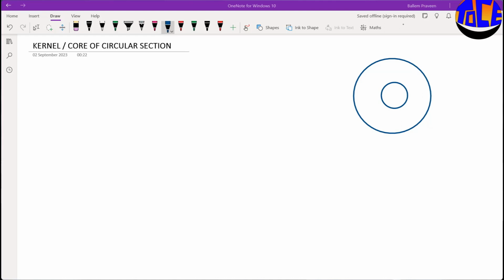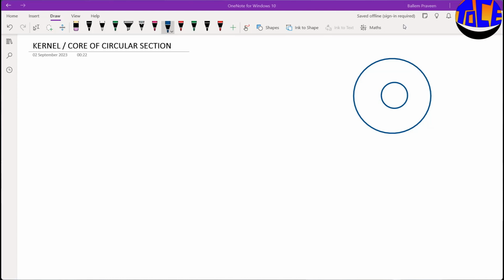So within the particular section, you won't get any tensile stresses. It will be completely in compression itself. That part of the section is called the kernel or core. So there will be no tensile stress, or the minimum stress is zero.